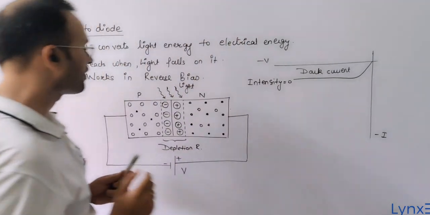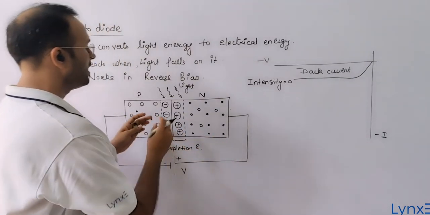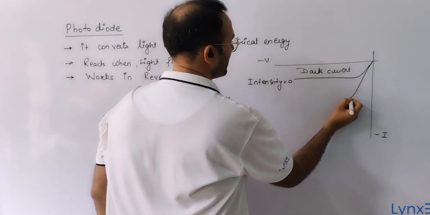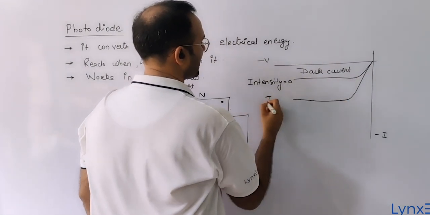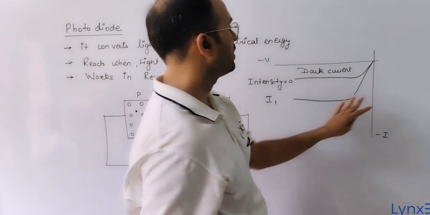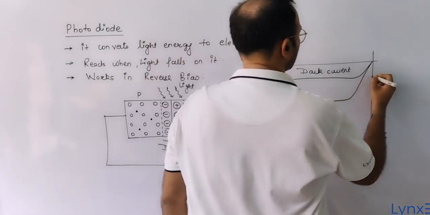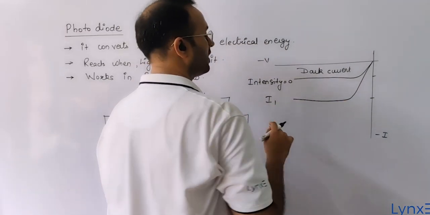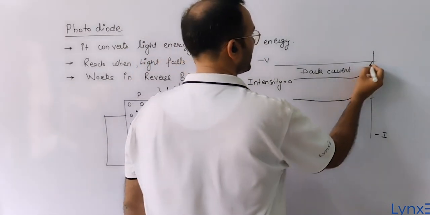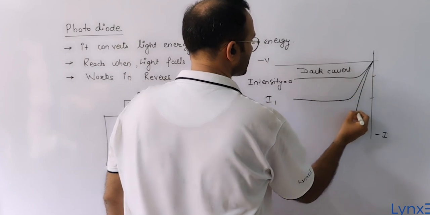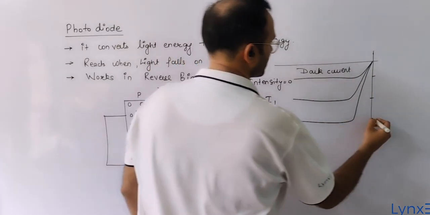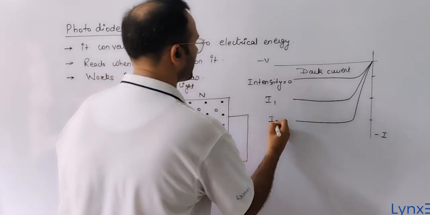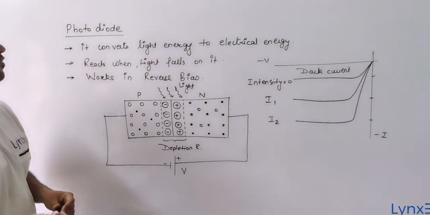So when you increase the intensity, the current will increase. Let's consider that at one intensity I1, you get some current above the dark current. If you increase the intensity more, the current will increase again. This will be the value of current at intensity I2. In this way, the photodiode works.